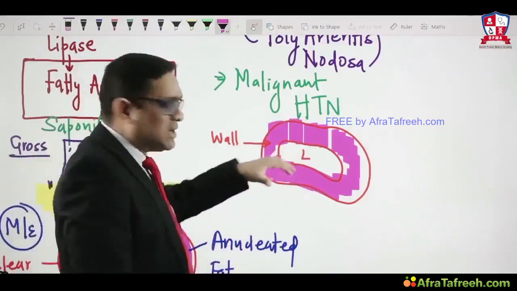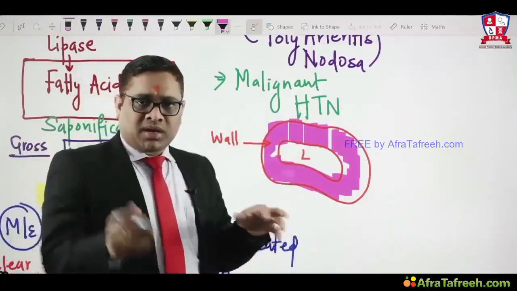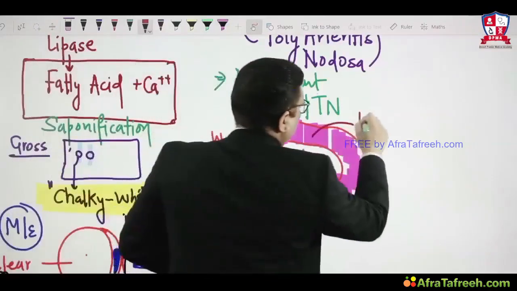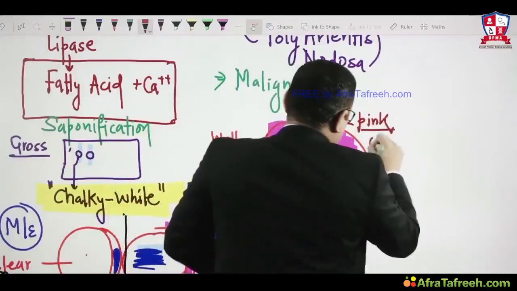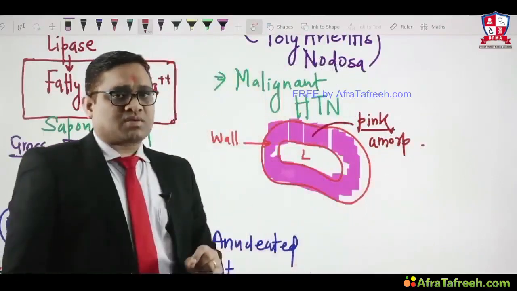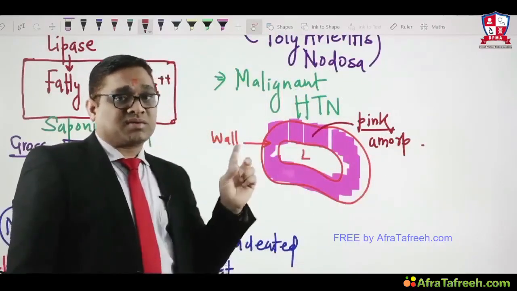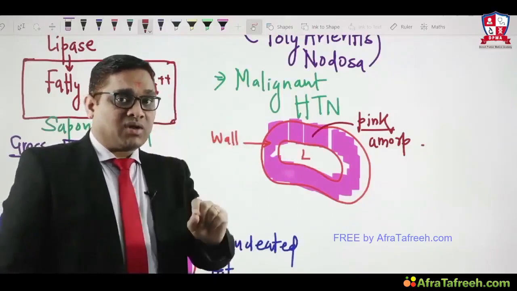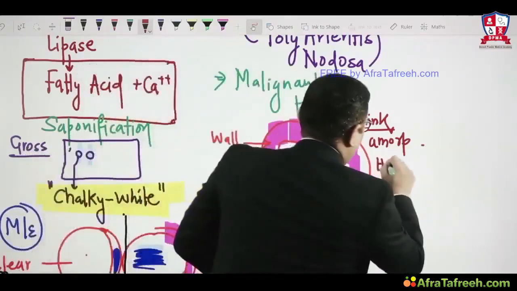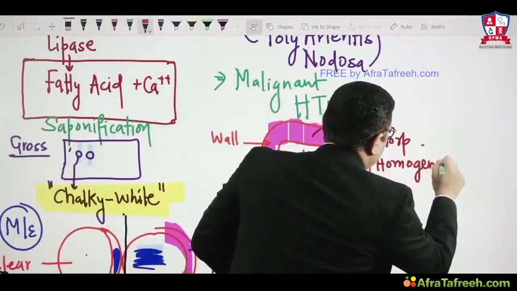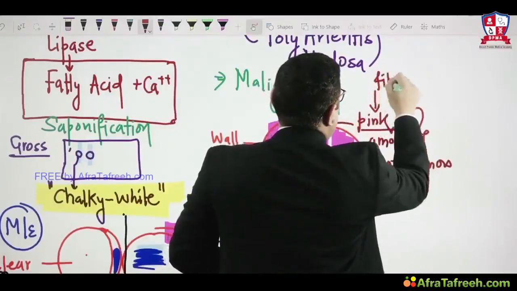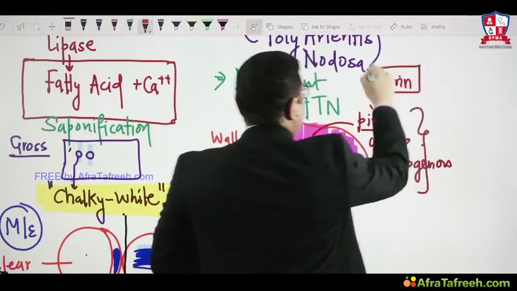Because of the endothelial damage, fibrin will be released, and the antigen antibody complex along with the fibrin will form fibrinoid. So this is a pink amorphous structure. It is homogeneous, it is not granular like caseous necrosis. Caseous necrosis was granular. I'm just saying pink amorphous homogeneous. This pink amorphous homogeneous mass is described for fibrinoid necrosis or fibrin.